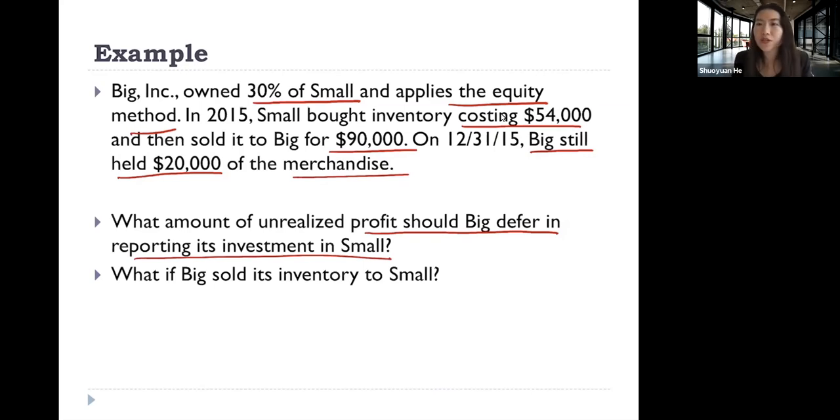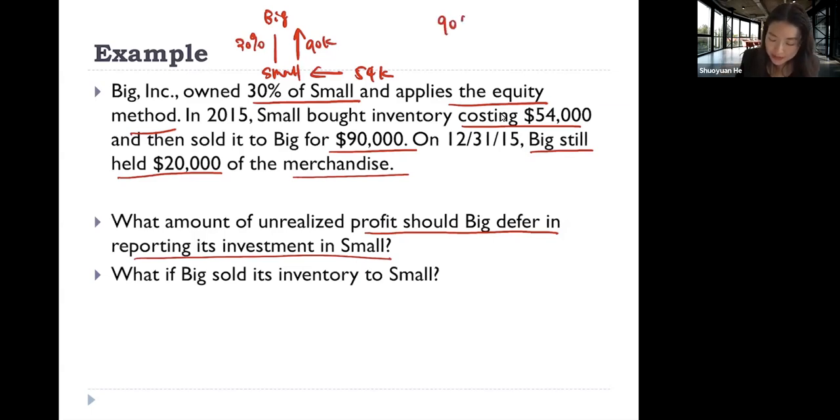Okay, so let's go over the solution. Big owns 30% of Small and applies the equity method. Small bought inventory, so the cost of inventory is $54,000, and it sold it to Big for $90,000. How much profit is recognized by Small? That is 90,000 minus 54,000, right? So that's 36,000. That is the profit recognized by Small.